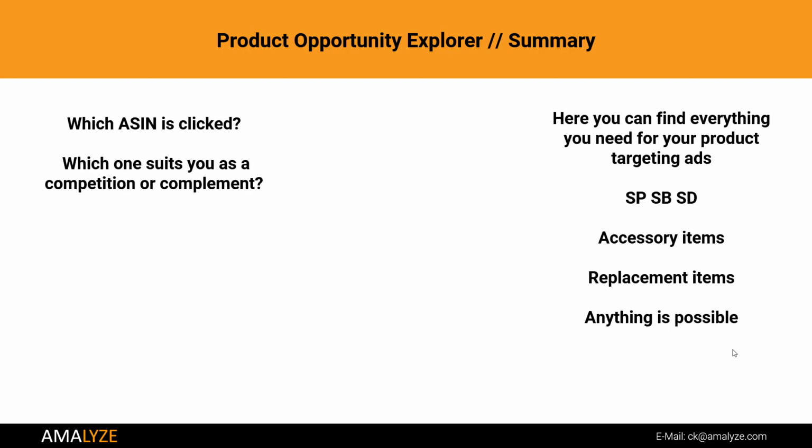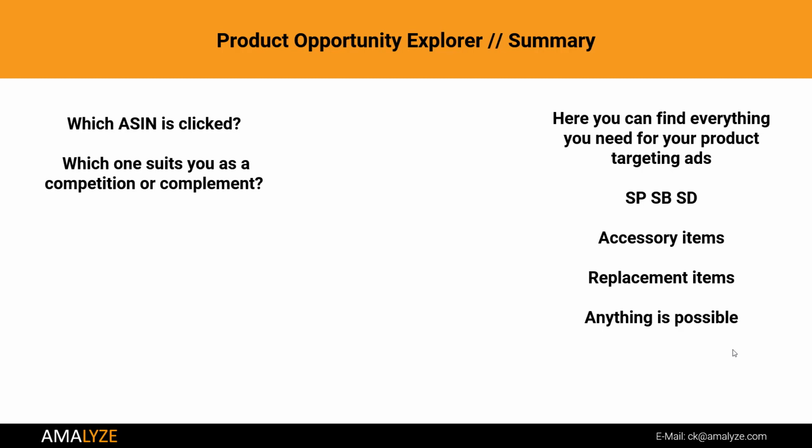Then we have the situation of all the different ASINs. The click share is really interesting. And you have to decide if you are a competition for that product or a complement for that product. And you can decide if you want to set product targeting ads on that ASIN, or if you have to look at only a few ASINs, focus on 3 or 5 of them, or if you have to look at 100 of them. Of course, the click share is really low on every product, but it's a lot of products that everybody is clicking on.